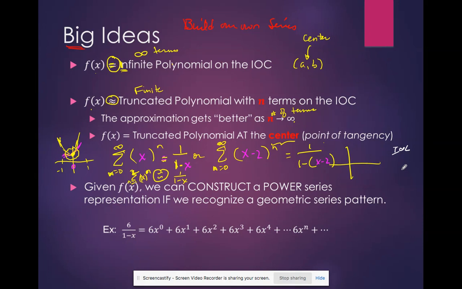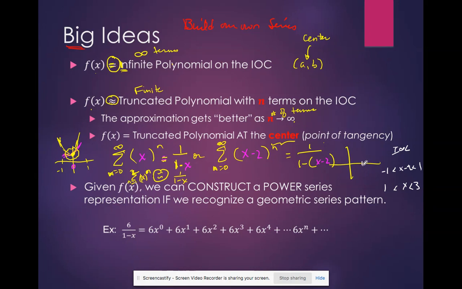Because this is geometric, r has to be greater than -1 or less than 1. Well, what does that mean? That means x has to be greater than 1, but less than 3. Guess who's in the middle there?